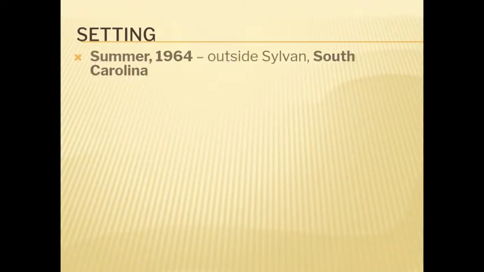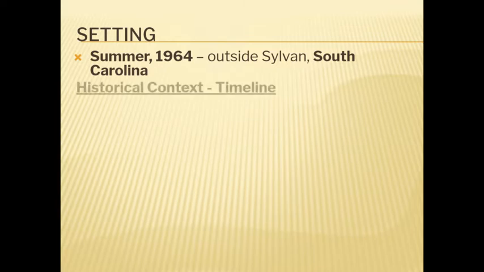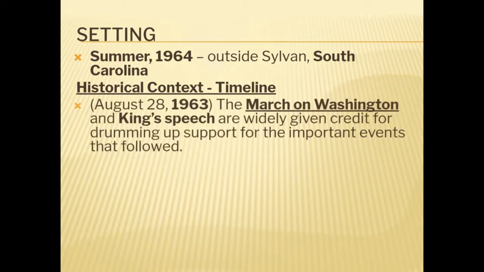Okay, the setting for our novel is the summer of 1964 in South Carolina, right outside of a town called Sylvan. Some historical context that's going to be important, and you should know most of this from U.S. history, but we're going to go through a timeline anyway. August of 1963, we have the March on Washington and Dr. King's very famous I Have a Dream speech. And both of these are widely given credit for drumming up support for all the events that came after. So really being the turning point in the civil rights movement.